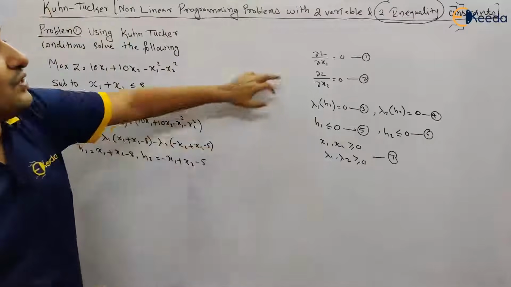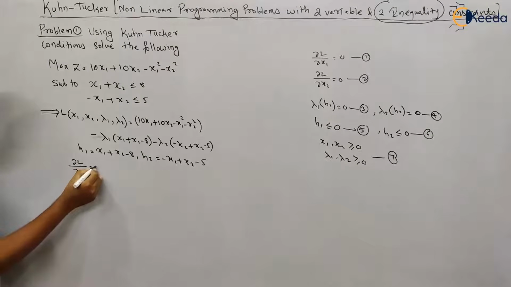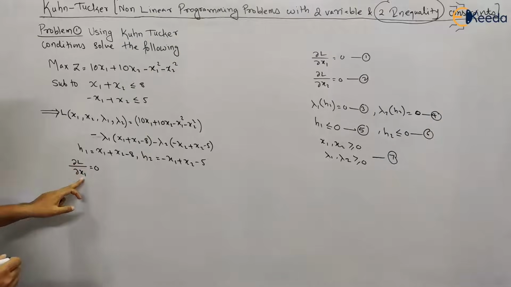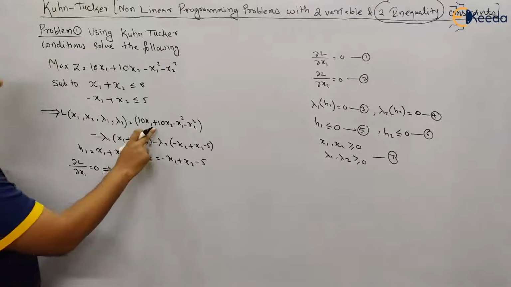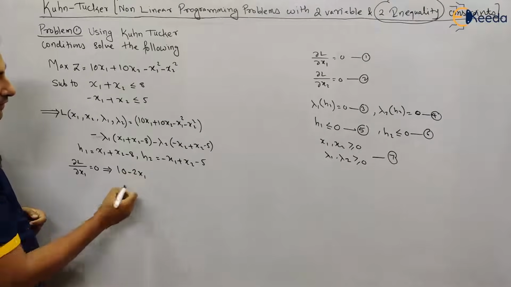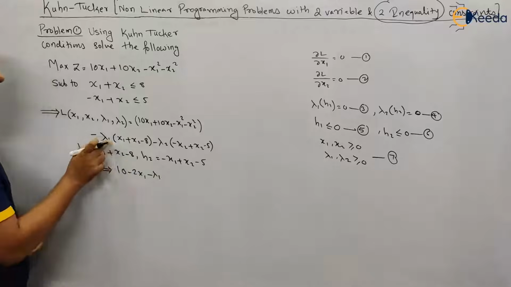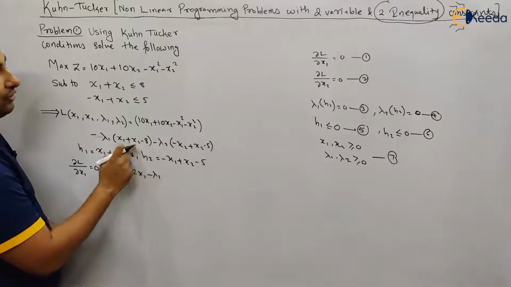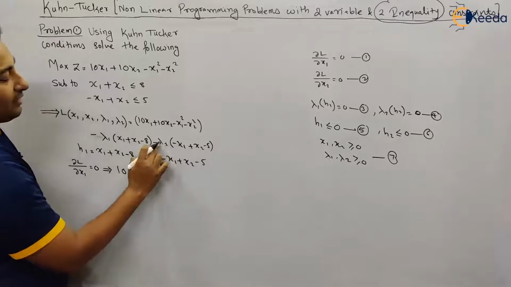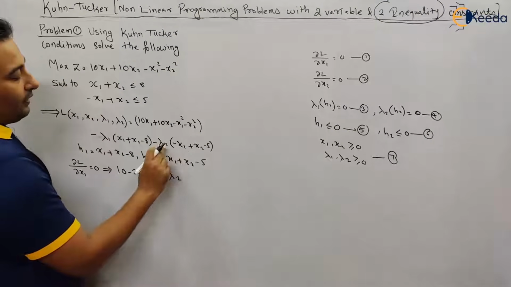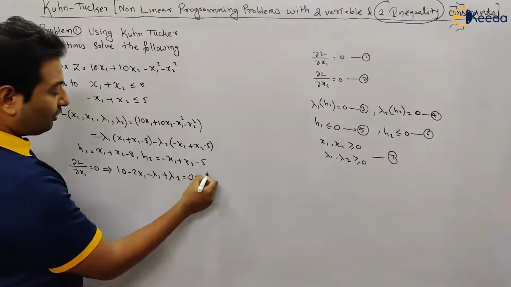So let us start. The first is dou L upon dou x1 equal to 0. From this we differentiate L with respect to x1. So this will be 10, this will be 0, from this minus 2x1, this will be 0, from this you will get minus lambda 1, because with x1 we have lambda 1, these two are constants so 0, and from this minus minus plus lambda 2. Lambda 2 is multiplied to this, the constant has derivative 0, again this is 0, so this will be equal to 0. This is equation number 1.